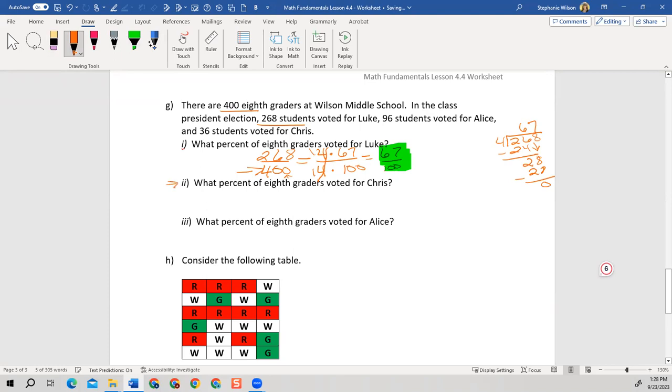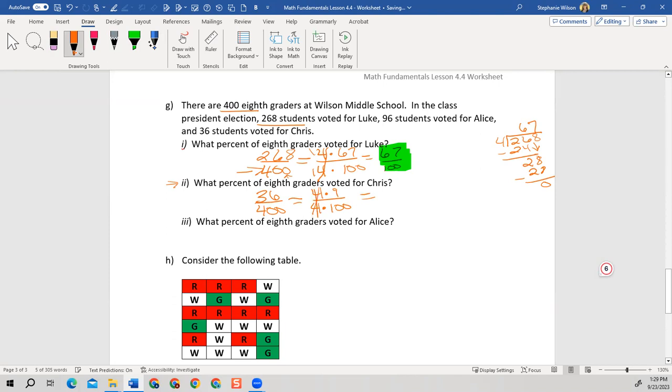So now let's do this next one here. It says what percent of 8th graders voted for Chris? So again, in the denominator, I'm going to put the total students, which is 400. Chris had 36 votes. We know that 4 goes into 400 100 times. And 4 goes into 36 9 times.